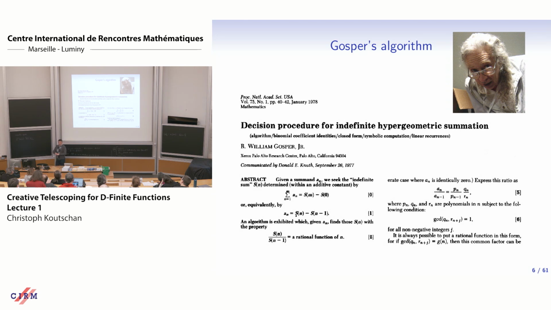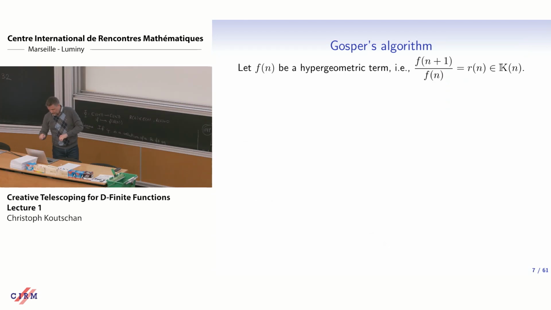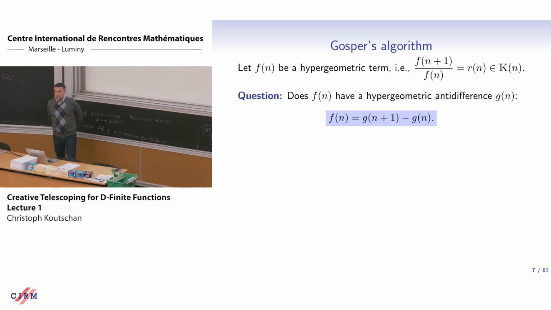Let me come to Gosper's algorithm. This is the first big step in symbolic summation. Here you see a picture of Gosper and his paper from 1978, Decision Procedure for Indefinite Hypergeometric Summation. What is Gosper's algorithm about? We are given a hypergeometric term, similar to what we have seen here, and let us call the quotient r of n, this rational function. This algorithm answers the following question: does this hypergeometric function f of n have an antidifference g of n?